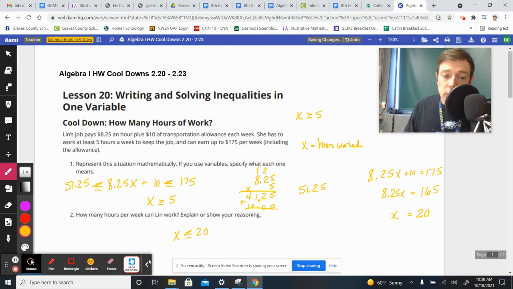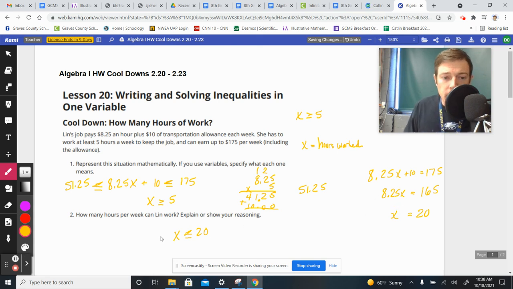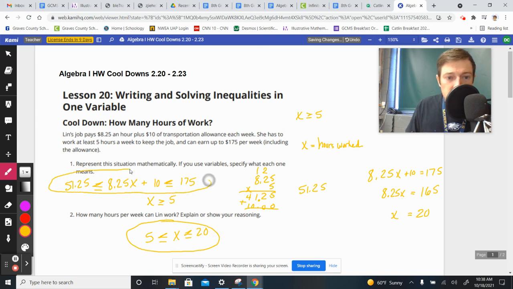Or also, it needs to stay bigger or equal to the 5 hour minimum. So she needs to work anywhere from 5 to 20 hours. Our explanation, our reasoning, I feel like is over here. And this is our final answer for that one. I would accept something long like this or just the right half and that separated. That would have been fine.